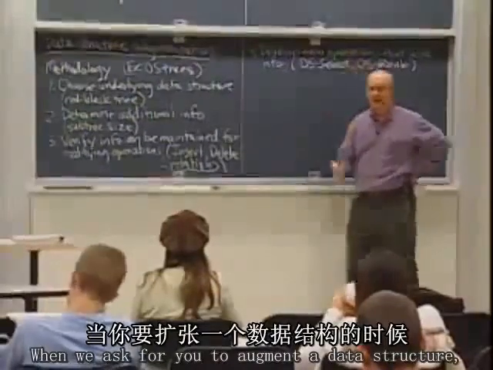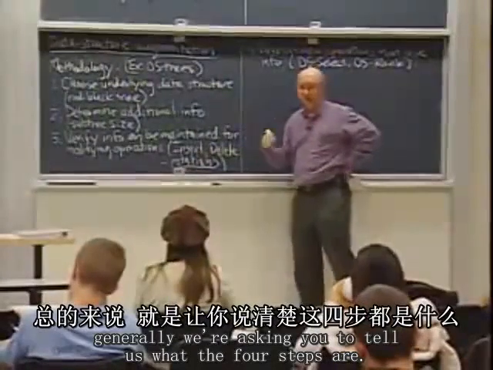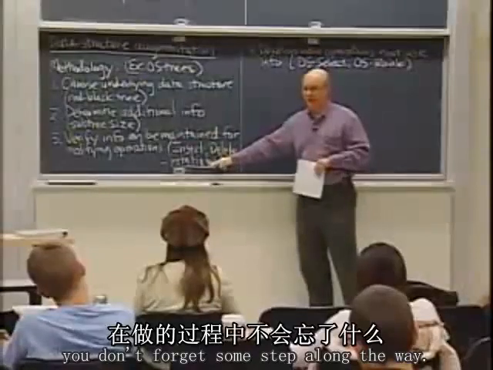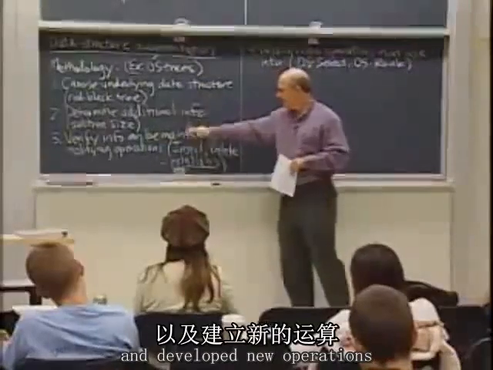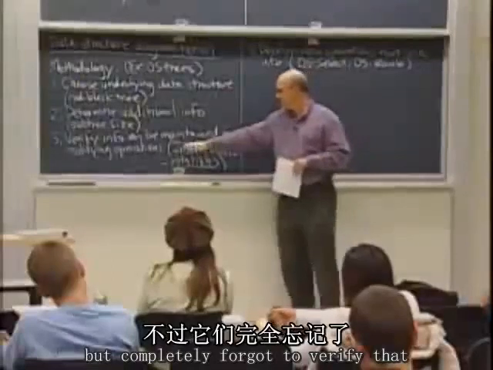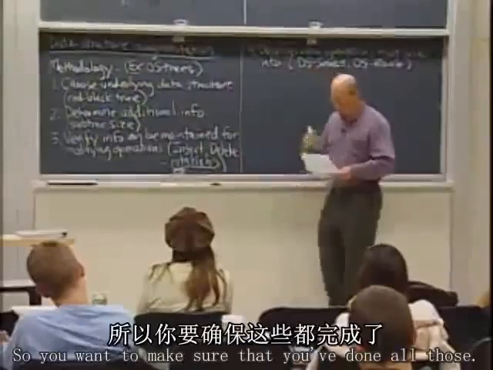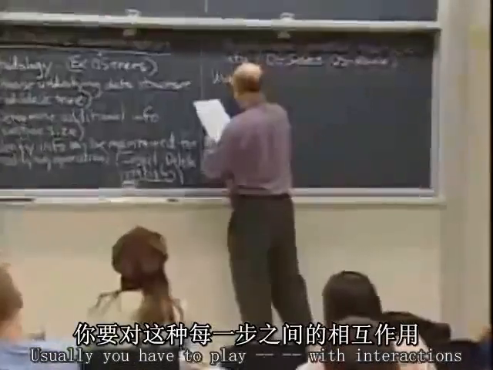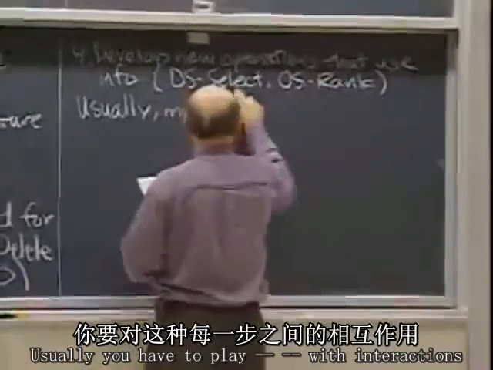So when we ask for you to augment a data structure, generally we're asking you to tell us what the 4 steps are. It'll help you organize your things. It'll also help make sure you don't forget some step along the way. Okay, so I've seen people who added the information and developed new operations, kind of things, completely forgot to verify that the information could be maintained. Okay, so you want to make sure that you've done all those. So usually you have to play with interactions.